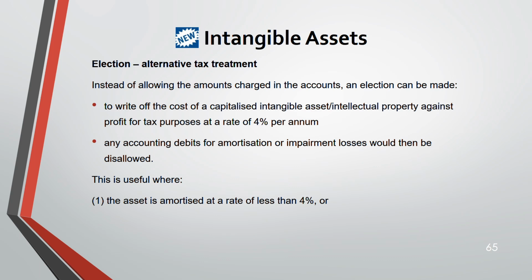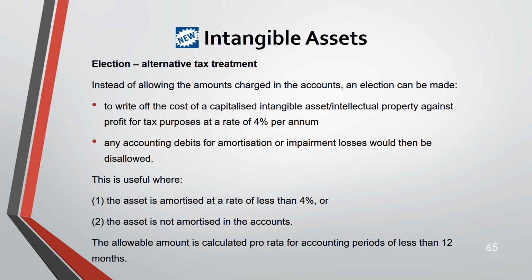So this is useful where asset is amortized at the rate of less than 4%. Then it's good to make this election, because then you can deduct maximum of 4%. But if your amortization is more than 4%, this is not useful. Better to deduct more than 4%. If the asset is not amortized in the accounts, better to make this election.